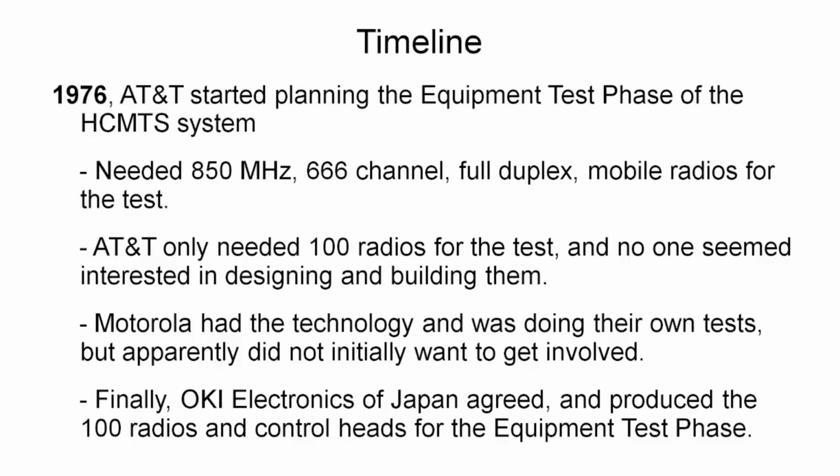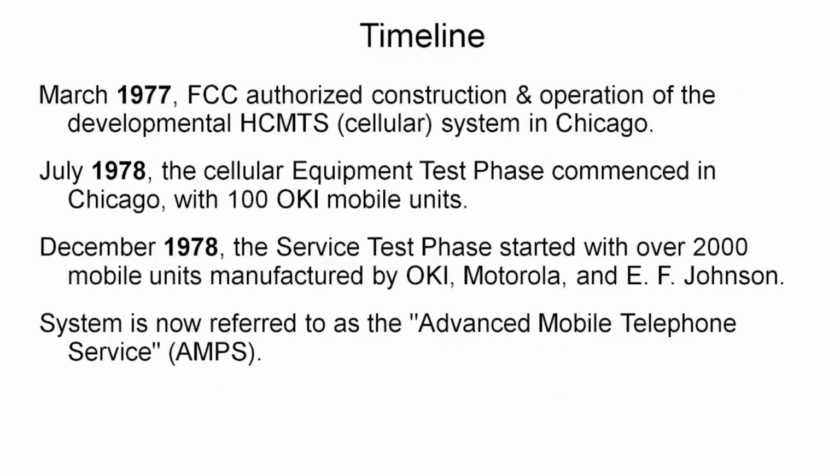They needed 850 megahertz, 666 channel, full duplex mobile radios for the test, but nobody was making anything like that at the time. And they only needed 100 radios. No one seemed interested in designing and building them, at least for that quantity of radios. Motorola had the technology and was doing their own tests, but for some reason they did not initially want to get involved. Finally, Oki Electronics of Japan agreed and produced the 100 radios and control heads for the equipment test phase. In March 1977, the FCC authorized construction and operation of the developmental system in Chicago.